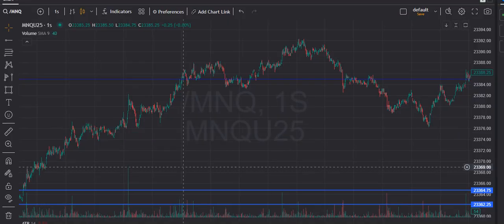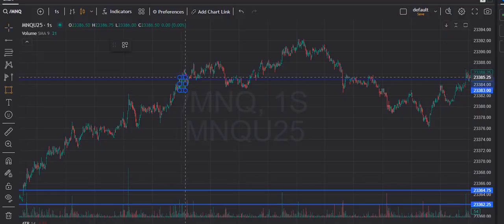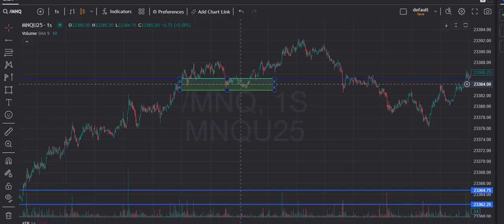There's another higher volume 1 second candle right here, marked right there, going above that, the reclaim of that level.